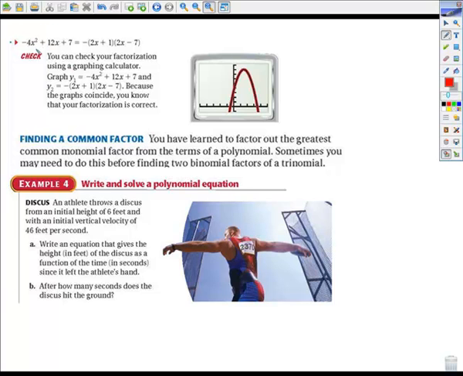Okay, so here it says you can check your factorization using a graphing calculator. So when we do that with a graphing calculator, we can go negative 4x squared plus 12x plus 7. When you factor it, you get negative the quantity 2x plus 1 times the quantity 2x minus 7. You can actually check it, and I'm going to show you how with Desmos.com in just a moment. In y1, you'll put the original polynomial. In y2, you'll put your factored form, and then when you graph them, they should be identical.